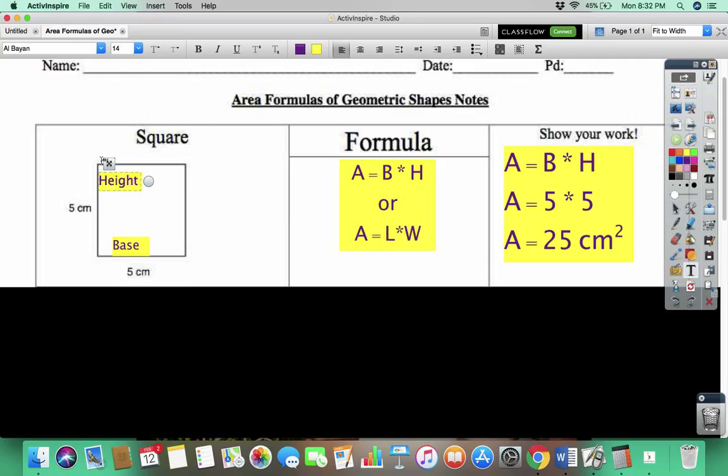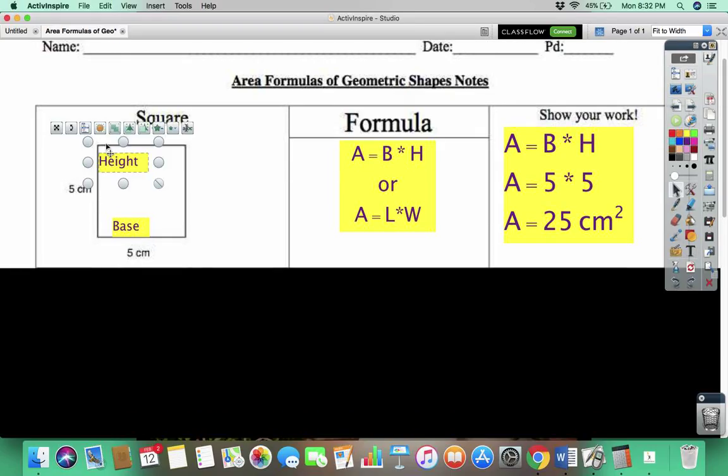So you have to be careful with that because a lot of people get confused when we get to those shapes that are a little bit more curvy and they want to use the wrong thing. So height goes straight up from the base to the topmost point of the shape. So for a square, you've got base times height, or you can say length times width. They're the same thing.